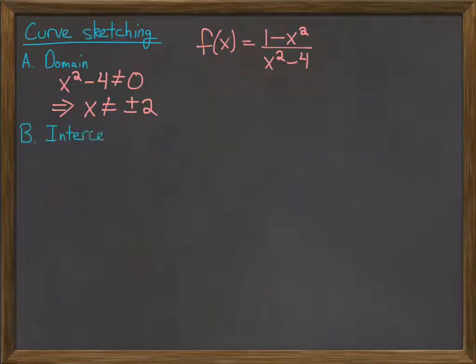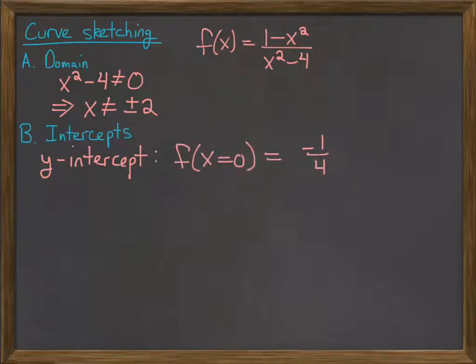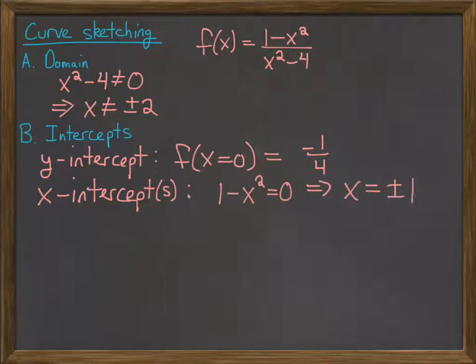That's pretty simple. We can look at intercepts. The y-intercept, you just find what the value of the function is when you plug in 0 for x, and in this case negative 1/4. The x-intercepts, there may be more than one. Set the numerator equal to 0. Solve for x, that's where the function crosses the horizontal axis.